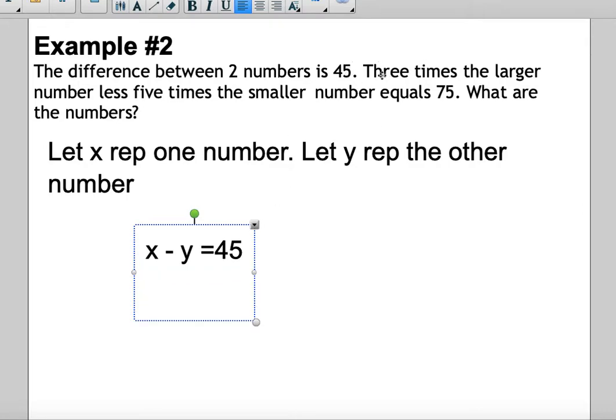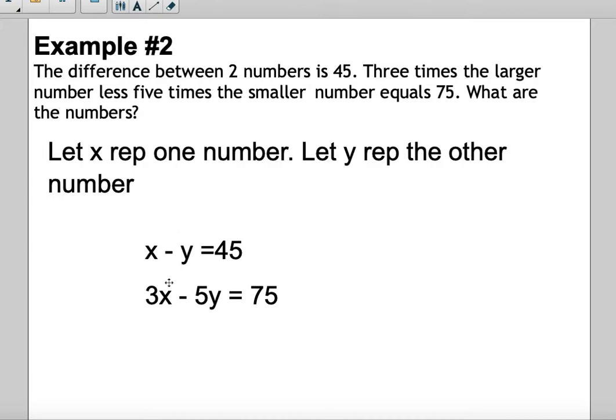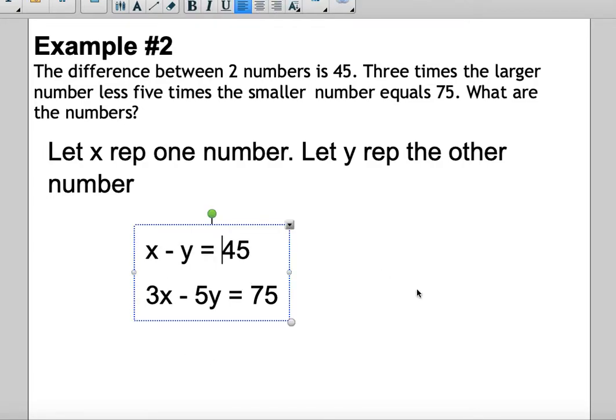Our second equation says 3 times the larger number less 5 times the smaller number equals 75. So these are our two equations for this system.